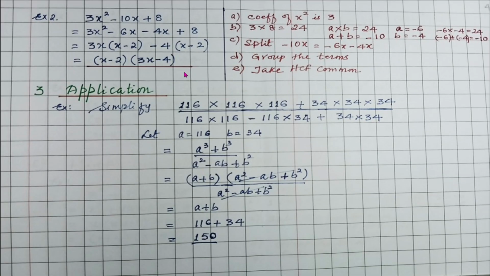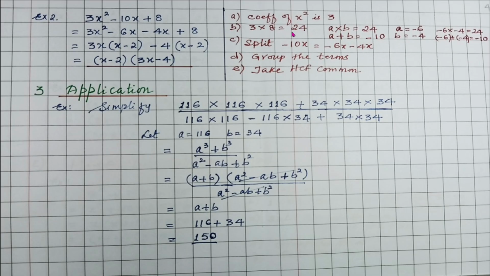Okay, now let us go for one more example. 3x square minus 10x plus 8. This is an algebraic expression here. Now we have 3 terms here. Now we have to go for middle term splitting method. Now the method is, what is the coefficient of x square here? 3. What is the constant here? Plus 8. So 8 into 3 is 24. We have got 24. Now find 2 numbers a and b.